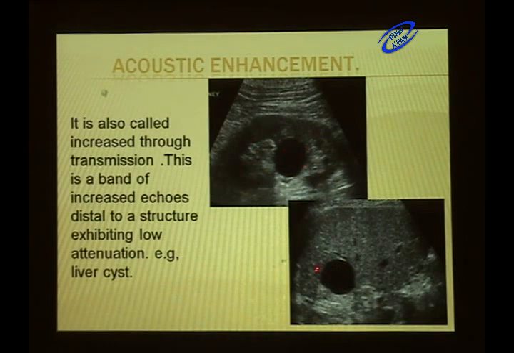But what will happen distal to them? As no sound waves are absorbed or reflected, the number of sound waves passing through those lesions will be more, so a large number of waves will be reaching the posterior aspect quickly, and there will be more reflection of the sound waves from the areas distal to that lesion, and these increased reflected sound waves will produce a white band distal to that lesion, and this white band is known as acoustic enhancement.